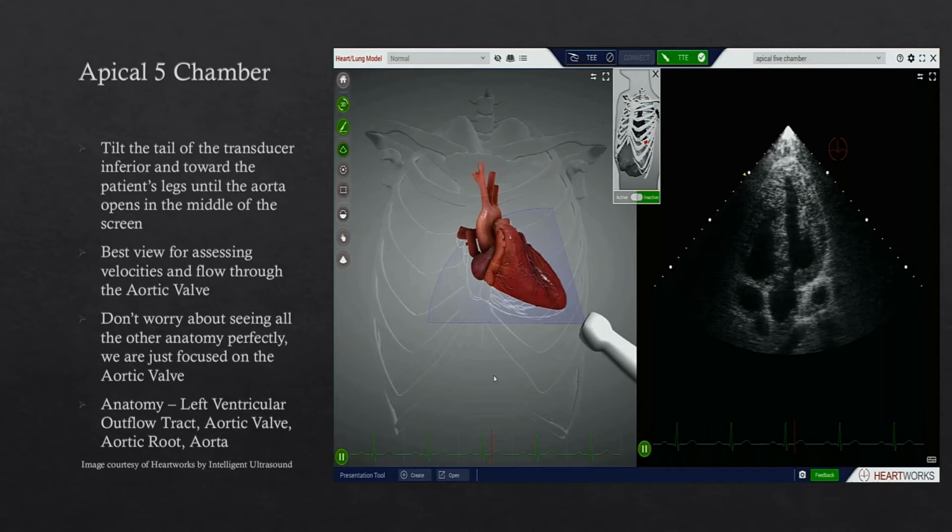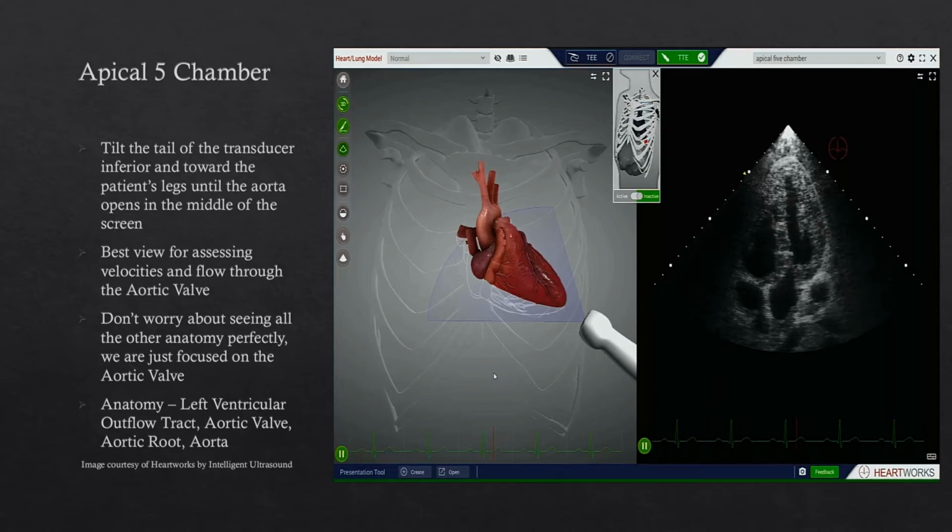So in this view, you don't need to worry about seeing all the other chambers really well. Really what we're focused on is seeing this aorta in the middle of the screen and seeing flow going through that aortic valve. And here's how we see it on the screen.